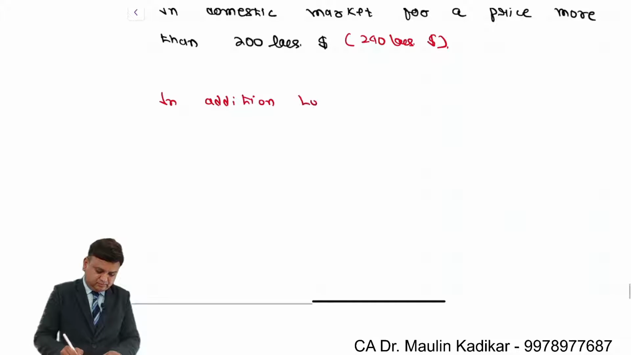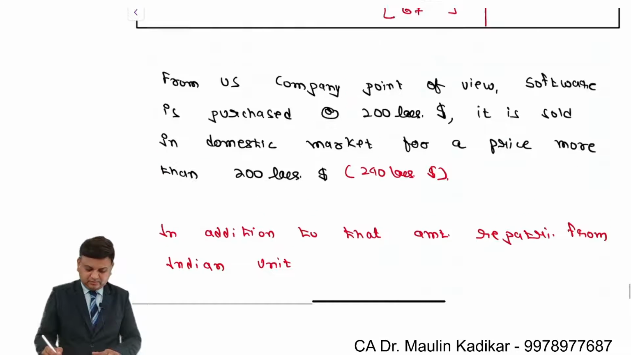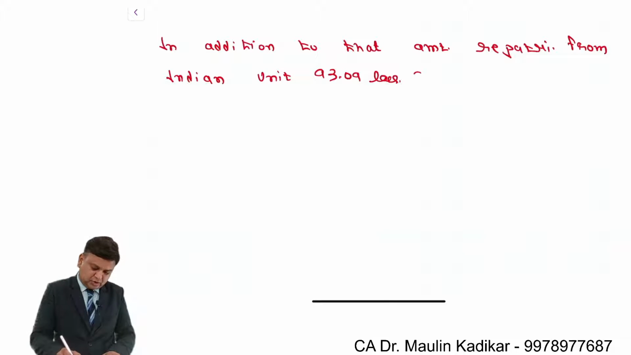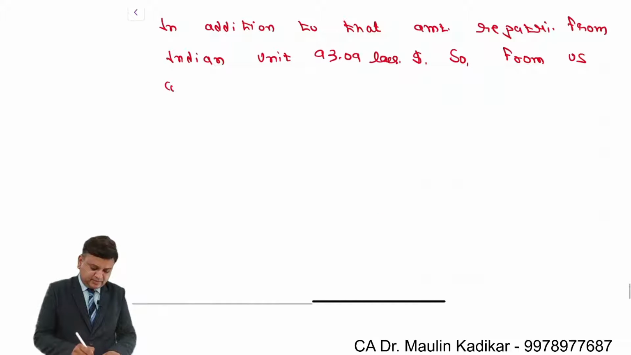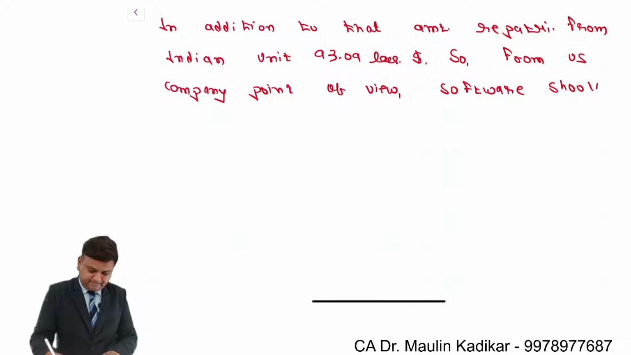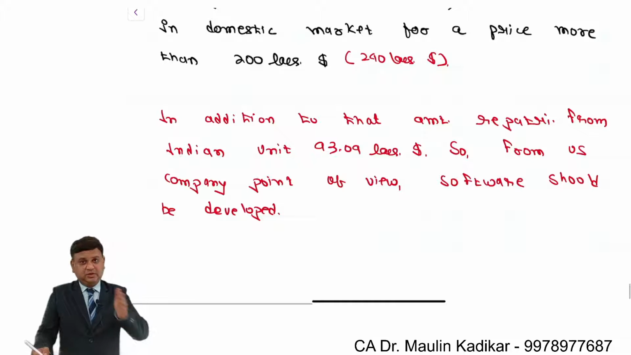In addition to that, amount repatriated from Indian unit 93.09 lakhs dollar. Full stop. So from US company point of view, comma, software should be developed. Full stop. With paragraph write down.